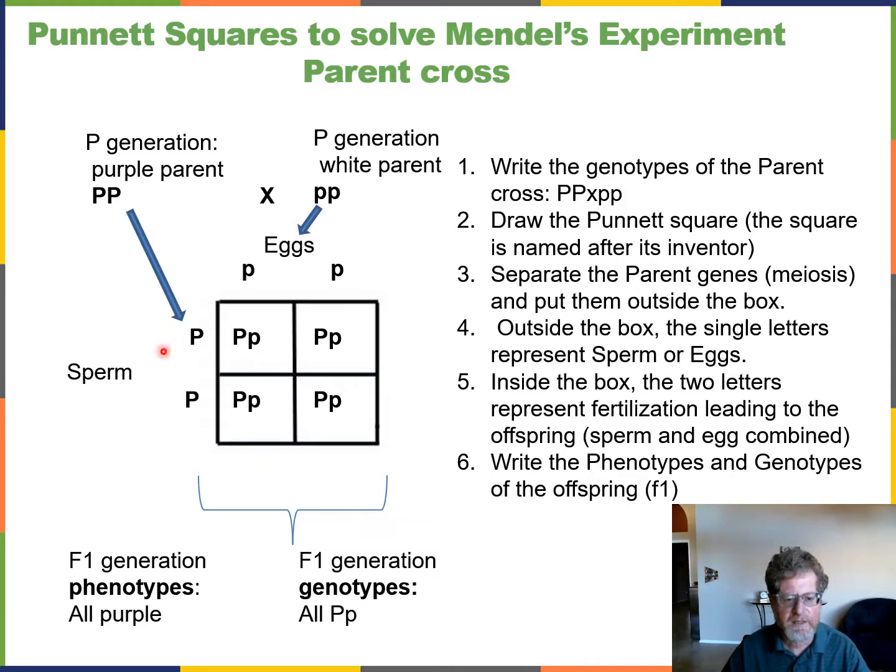Okay, and then big P across, little p down, big P across, little p down, and so on. Inside the box, it represents fertilization. It represents the zygote, the fertilized egg in the next generation. And in the case of the F1 generation, they're all going to be big P, little p. That's the genotype, that's the genetics. And they're all going to be purple. That's the phenotype.